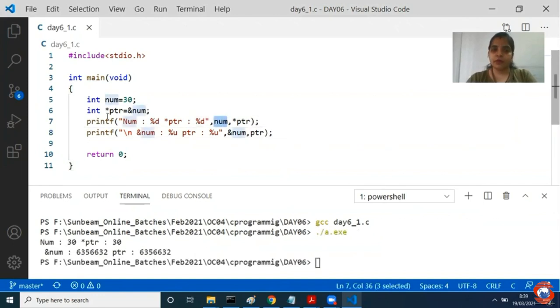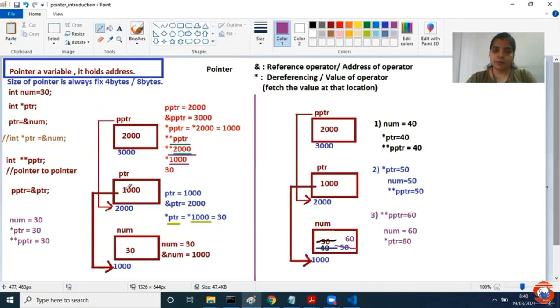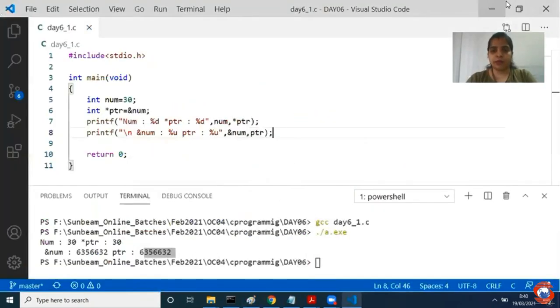Am I getting num value as 30 in %d format? Am I getting pointer ptr, which is nothing but value at ptr, which is 30, which is an integer number? I've used the correct format specifier. Address of num means num ka khud ka address, so that is nothing but it is giving me something 6632. And what is ptr? ptr ka khud ka address, ptr ke andar kaun se content hai? Address of num. So is it giving me the same output? Have you understood? In our example, I have considered 1000 and 1000, but my compiler has given me obviously its own memory addresses based on the availability.